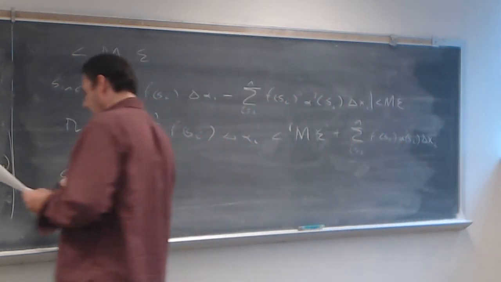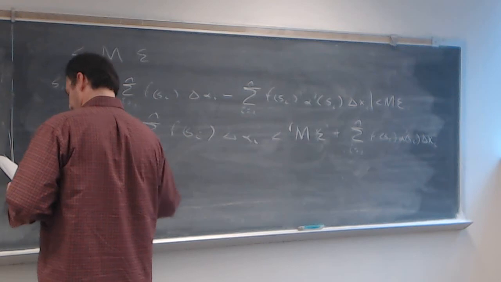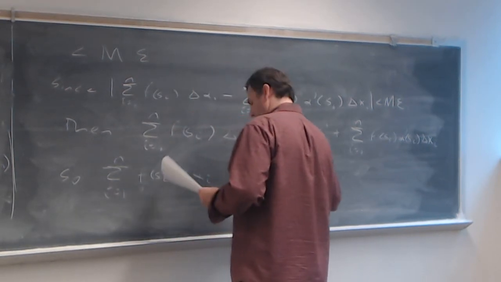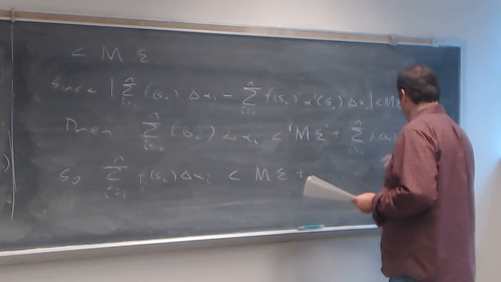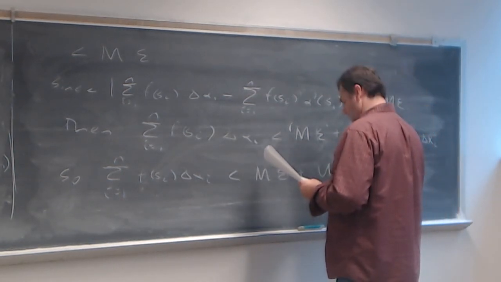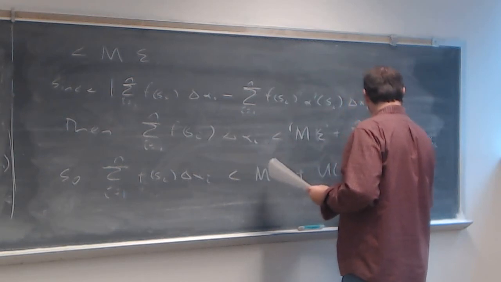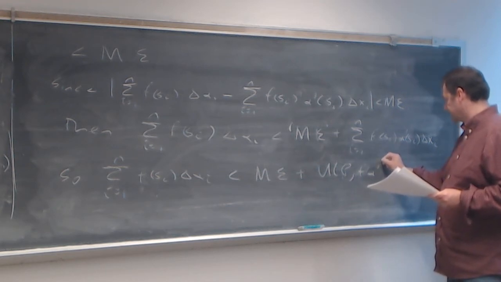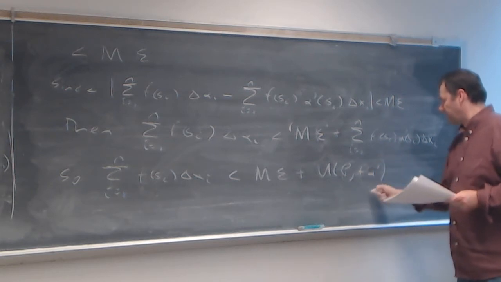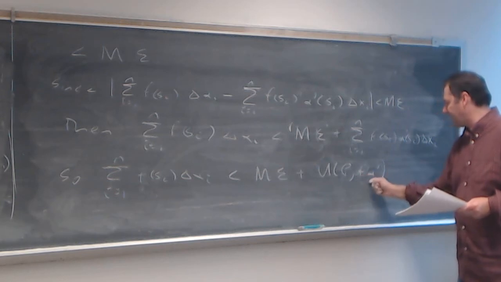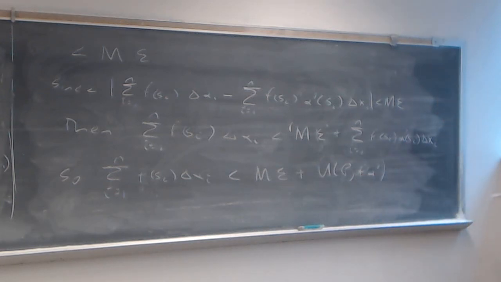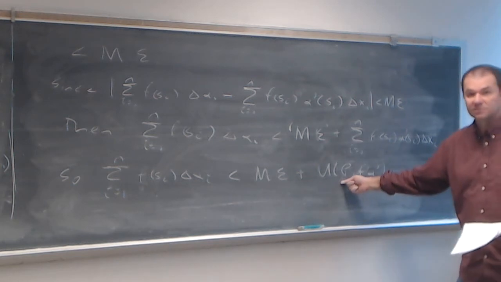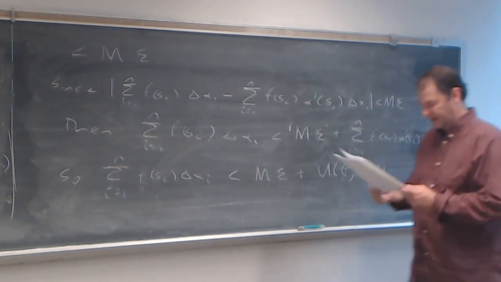And so, what that yields is that the sum as i runs from 1 to n of f of s sub i delta alpha sub i will be less than m times epsilon plus the upper sum with P, f, alpha prime. This is going to be less than this, the upper sum with the partition we had and now m times alpha prime, because this upper sum is going to take the maximum value over the subintervals created by this partition. And that's what's going to happen. And it's for any s sub i values that we have.